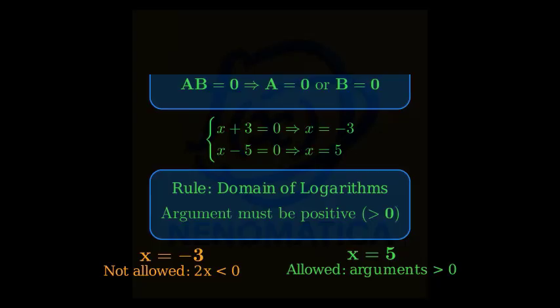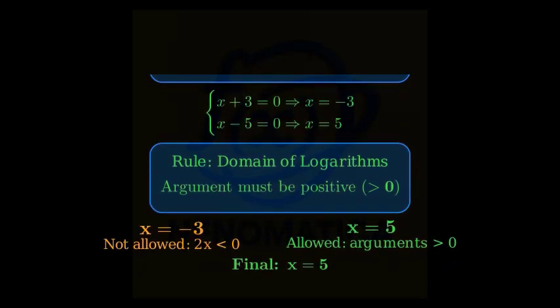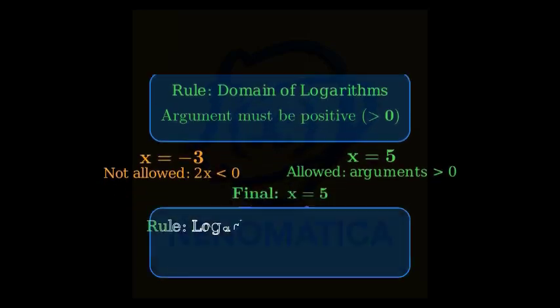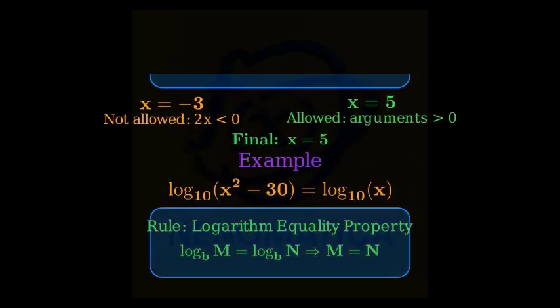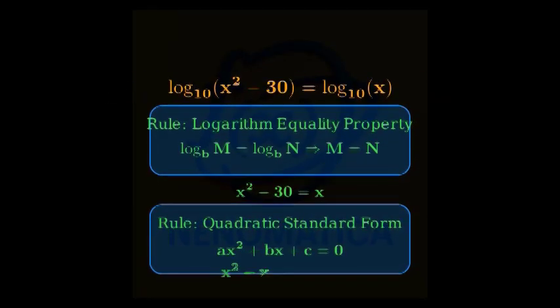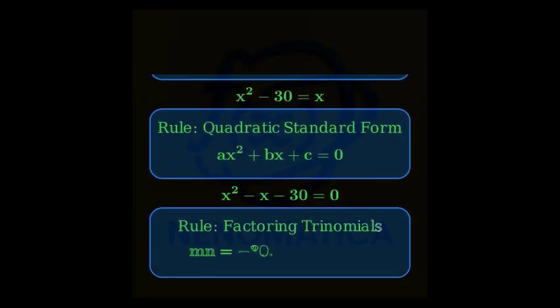Now, the second equation. Step 1. Remove the logarithms by equality. Step 2. Rearrange to standard form. Step 3. Factor the quadratic. We need two numbers that multiply to negative 30 and add to negative 1.